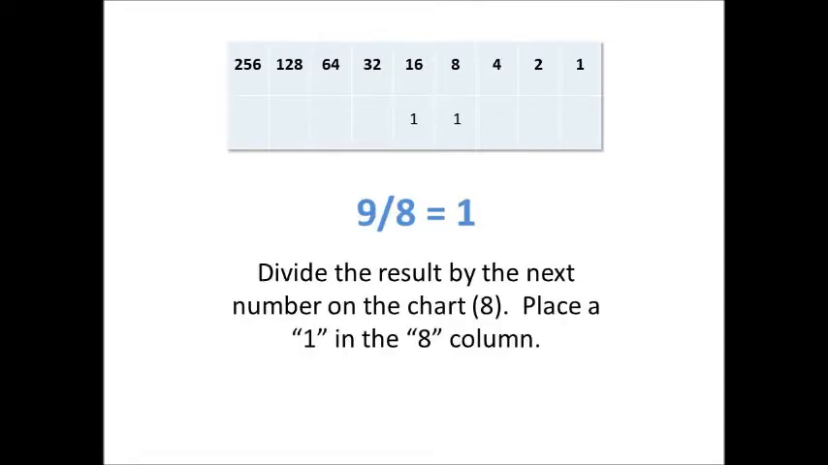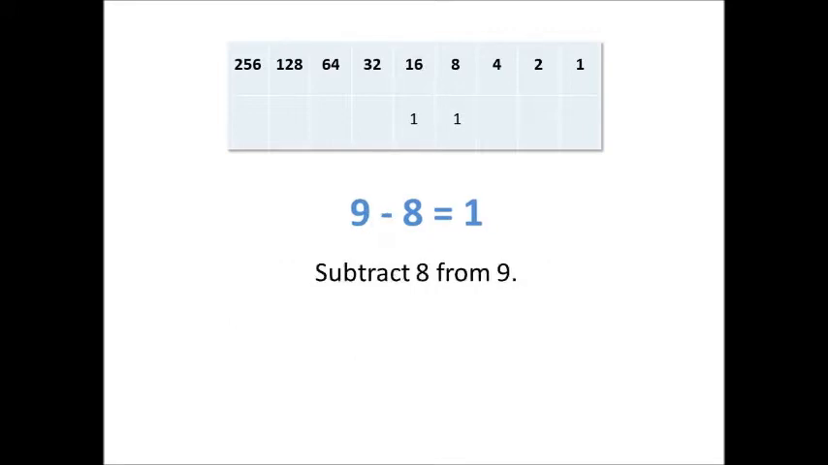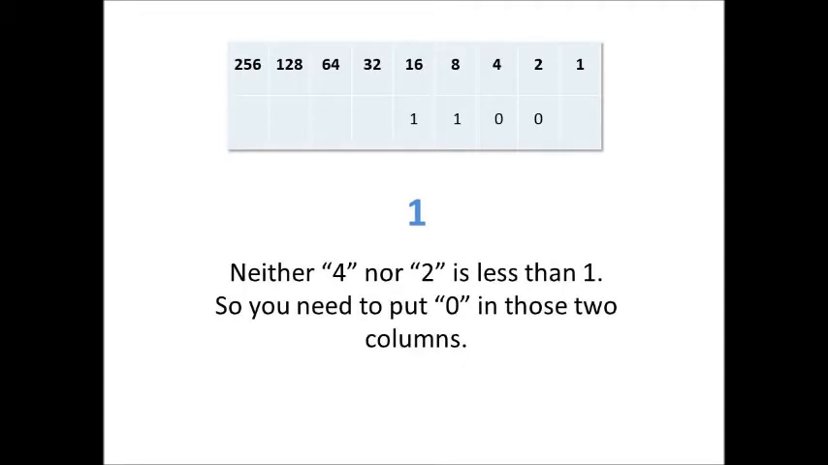Divide the result by the next number on the chart, 8. Place a 1 in the 8 column. Subtract 8 from 9. Neither 4 nor 2 is less than 1, so you need to put 0 in those two columns.